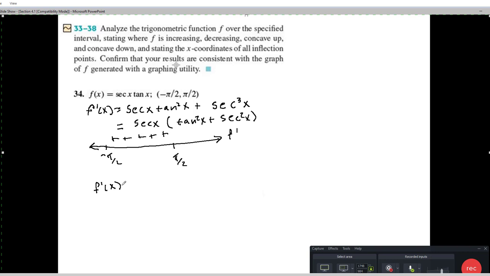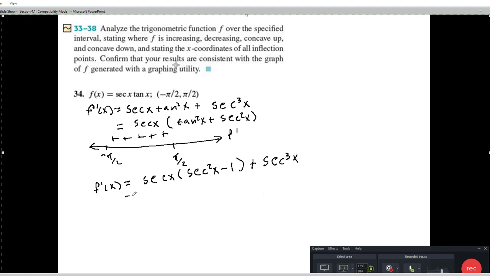But before we do that, it might be beneficial to rewrite this first derivative using just the secant function. We can do that by replacing the tangent squared of x with the secant squared of x minus 1, using the Pythagorean identity that the tangent squared of x plus 1 is the secant squared of x. So we can rearrange that to secant squared of x minus 1, and then plus secant cubed of x.